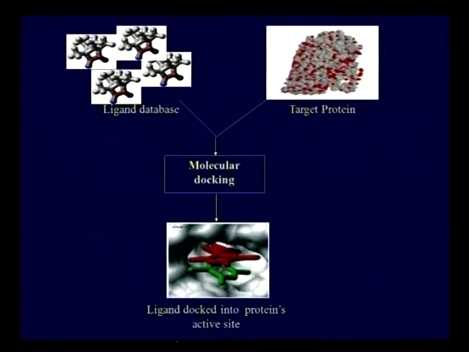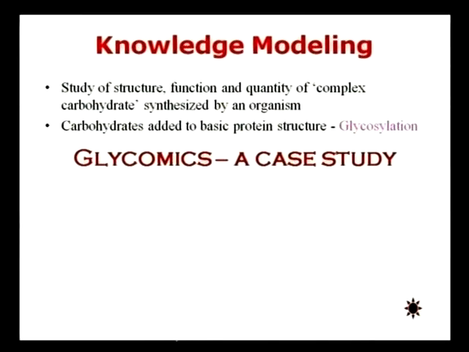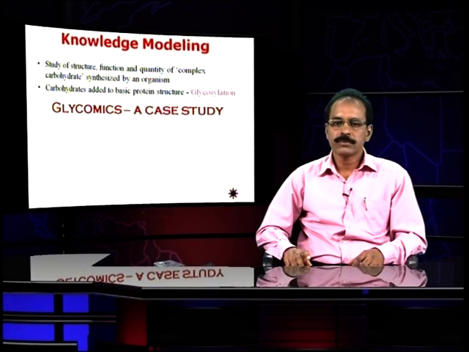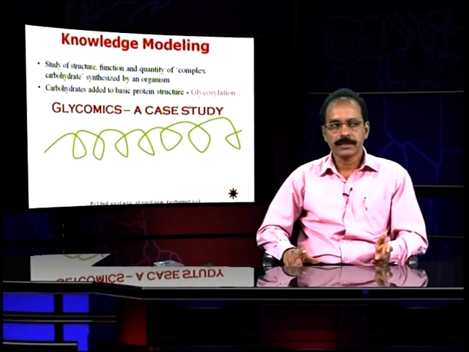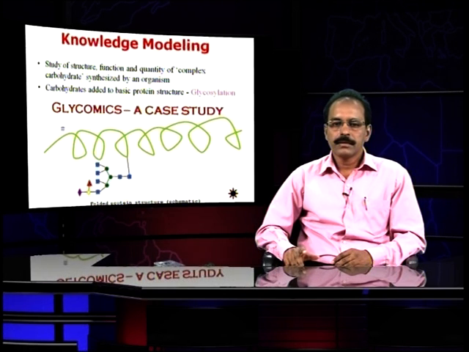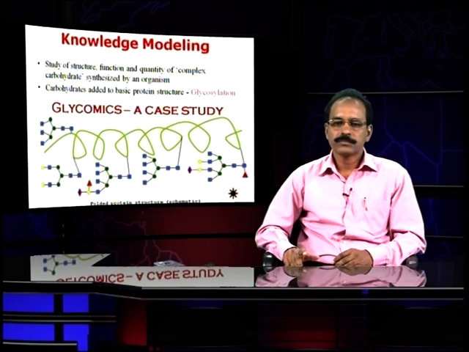The ligand databases, target protein, molecular docking and ligand docked into the protein's active site, everything will be possible only through bioinformatics advancement. So, there is a knowledge modeling, the study of structure, function and quantity of complex carbohydrates synthesized by an organism. The carbohydrates added to basic protein structure, that is glycosylation. The glycomics, a case study. Here you can see the case study of the glycomics. It can be a knowledge modeling, right.